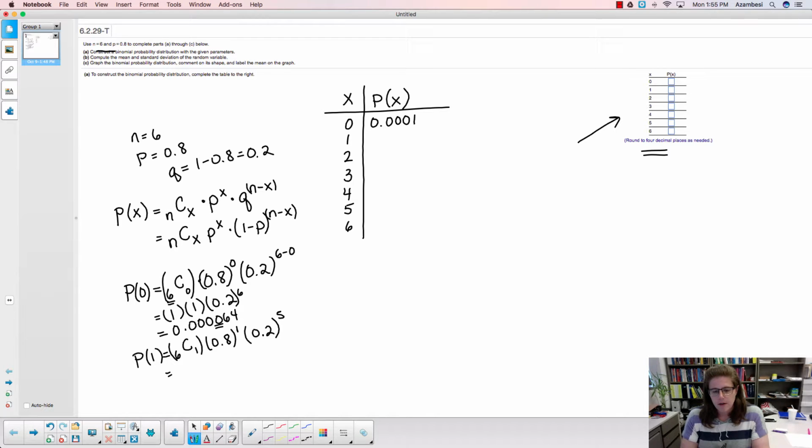Looking at my calculator, the combination of 6 and 1 gives me 6 times 0.8 times 0.2 to the 5th. I'll give you some parentheses to make it easier to see. And I get 0.0015.